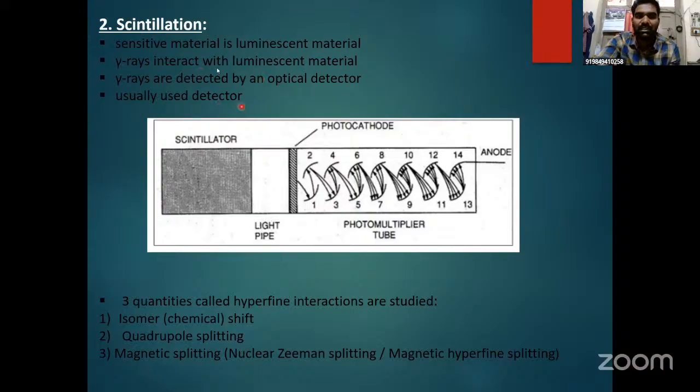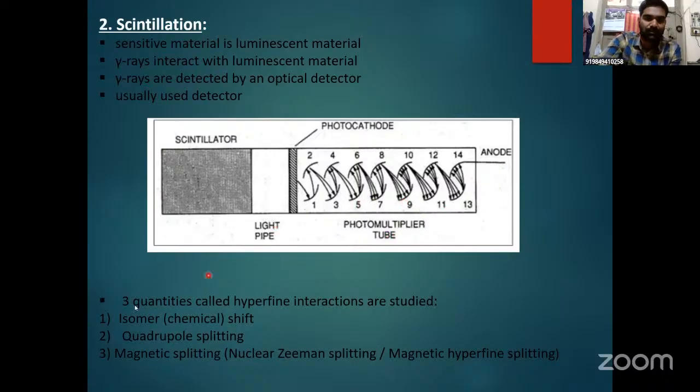This is the most usually used detector, compared with the gas-filled one. So this is the scintillator, the light pipe, the photocathode, the photoanode, and this is the photomultiplier tube, where the photo, the light, is multiplied multiple times.